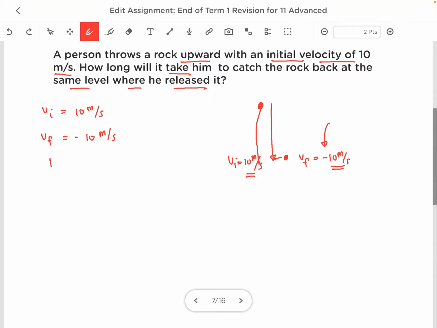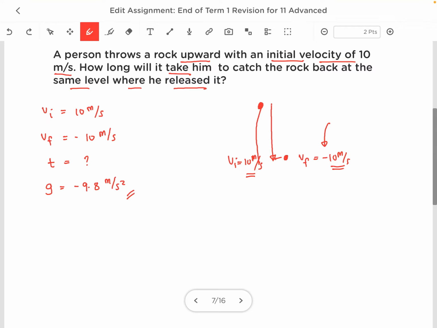So we need to solve for time, and we know that the acceleration of objects in free fall is equal to g, and that is equal to negative 9.8 meters per second square. So when we are solving problems related to kinematics, do not forget to use negative 9.8 meters per second square.